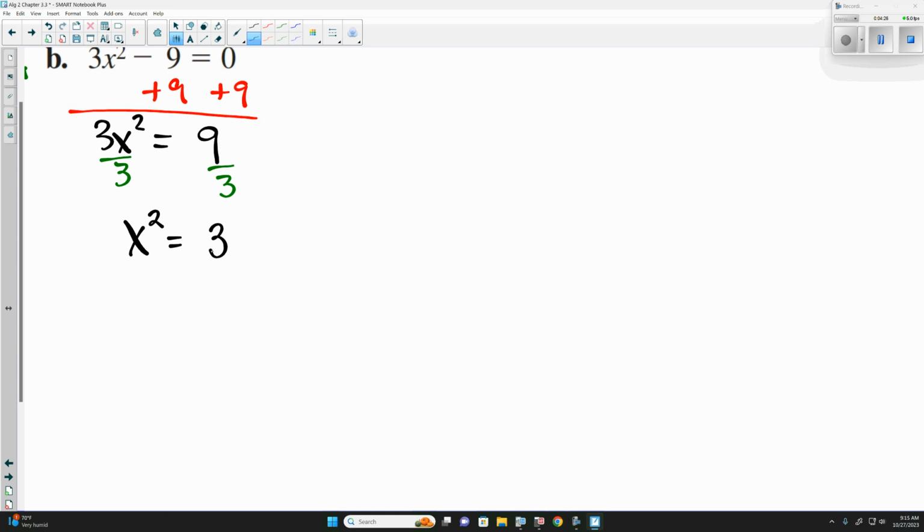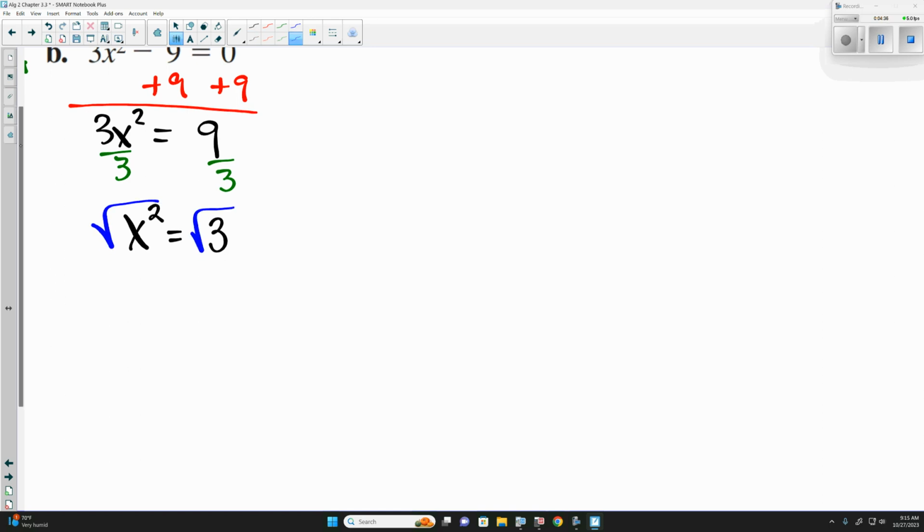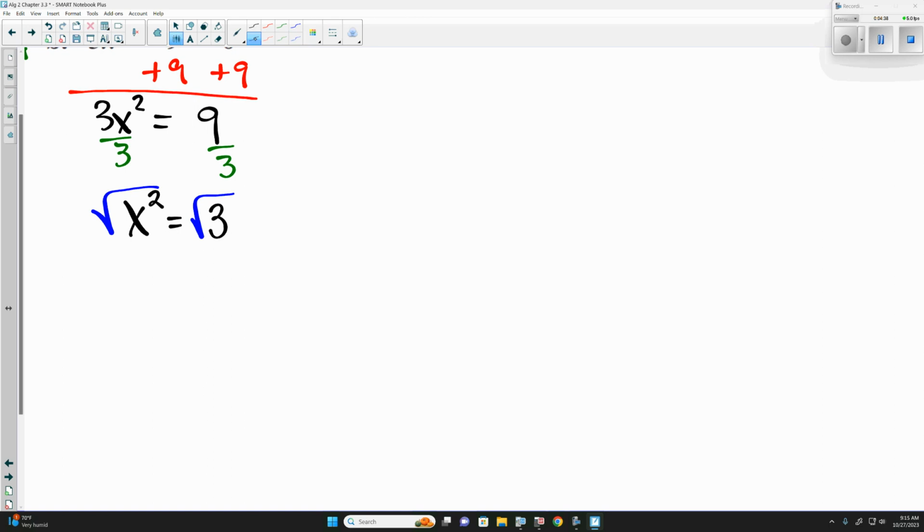Is the x squared term by itself? Yeah, the only thing left is the power of 2. And to simplify it, we would take the square root of both sides. The square root of x squared is x. Incidentally, the square root of 3 is just the square root of 3. And we do need the plus or minus. Whenever we take the square root of both sides, we have to add the plus or minus.